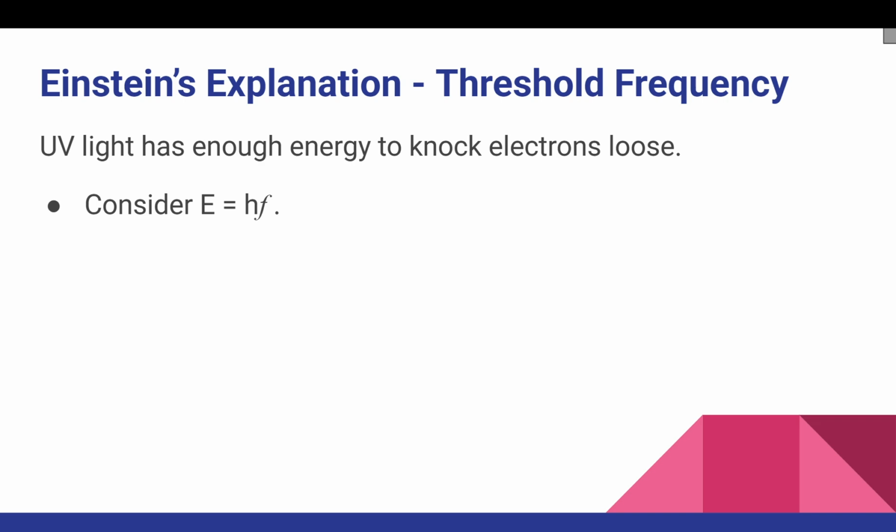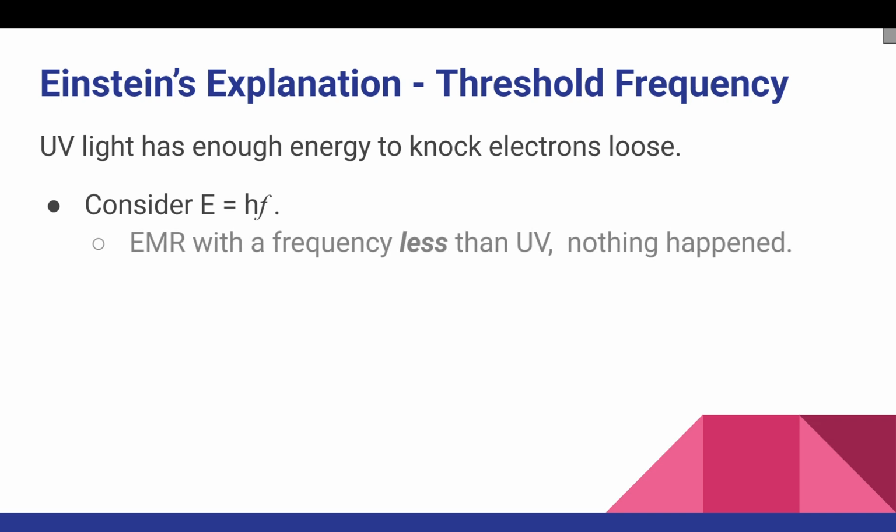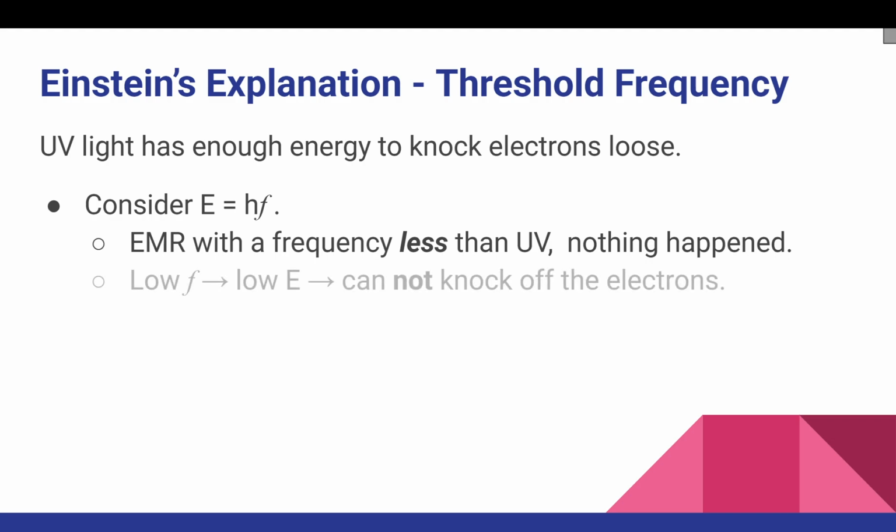Your incoming light is basically determined by that formula because different frequencies have different energies. The frequency determines how much energy that quantum, that packet of energy, has. So if EMR that has a lower frequency, like let's say radio waves, goes in and hits that metal, low frequency means low energy and it just doesn't have enough punch to knock those electrons loose.